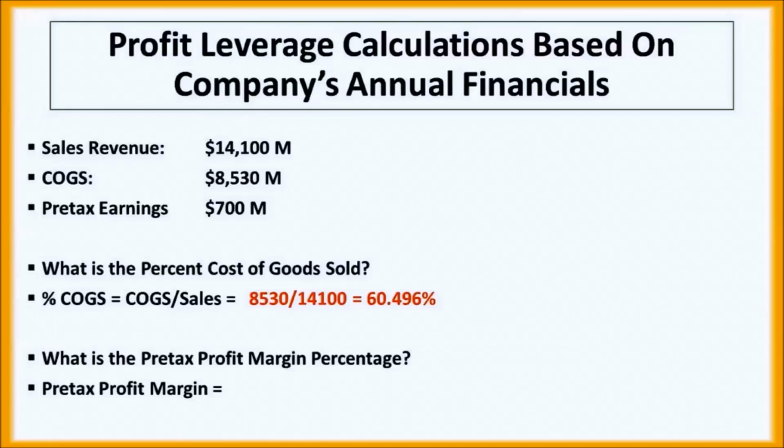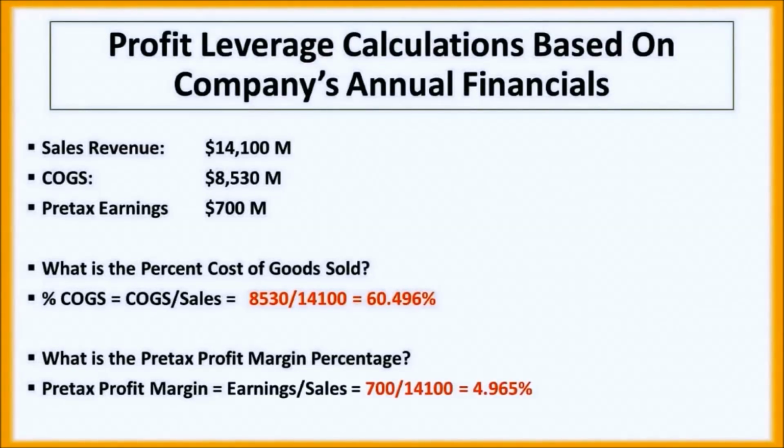You're going to get a decimal number. So you'll get 0.60496. Remember that to convert that into a percentage, you'll need to move the decimal place over two places or multiply by 100. Either way will work. And so we see here that our cost of goods sold is 60.496%.